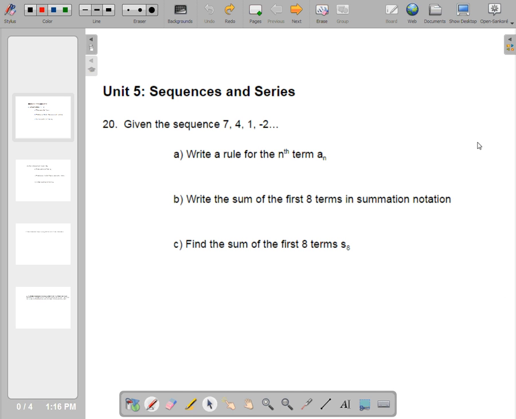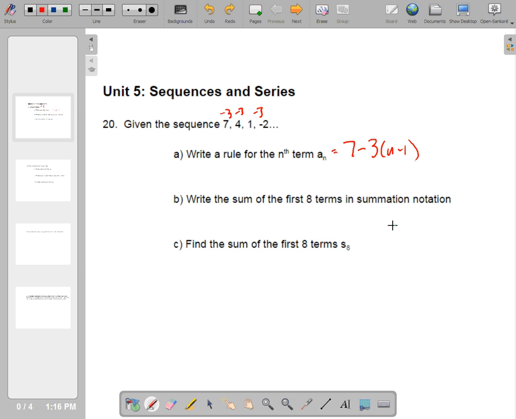Unit 5, the home stretch: sequences and series review. If I'm given a sequence 7, 4, 1, negative 2, that means I'm subtracting 3 over and over again. So the rule for a sub n is the first term plus or minus the common difference times n minus 1. So a sub n is 7 minus 3 times n minus 1.